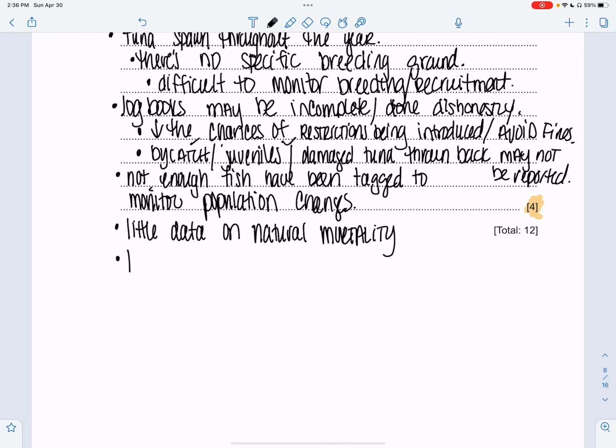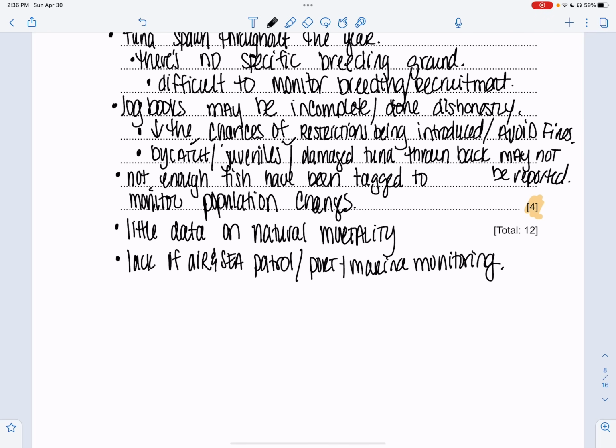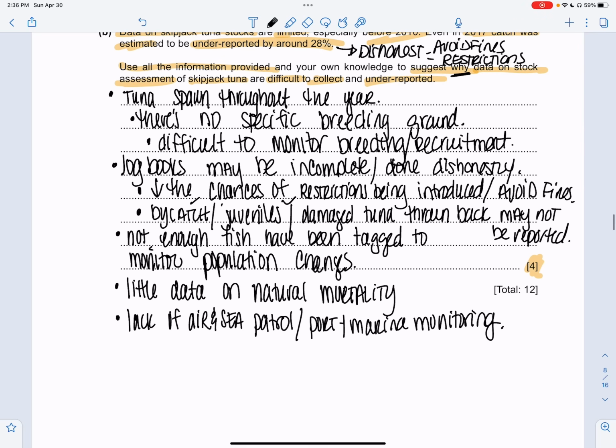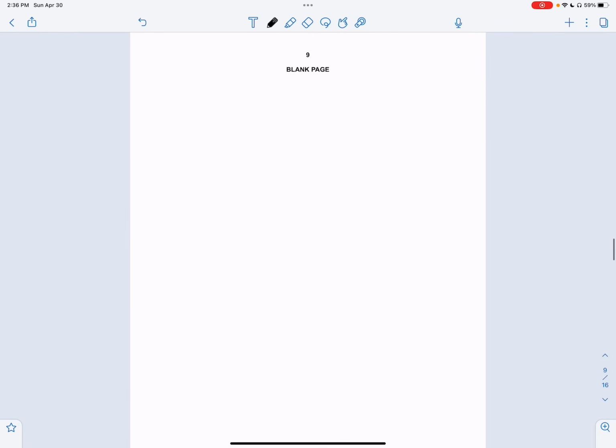There's a lack of air and sea patrol, or even port or marina monitoring. They're expensive and they are difficult to implement. Okay, so those are plenty.